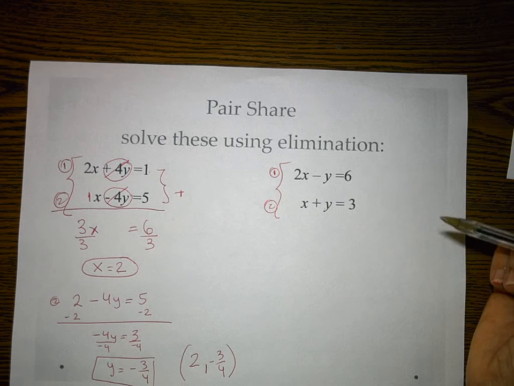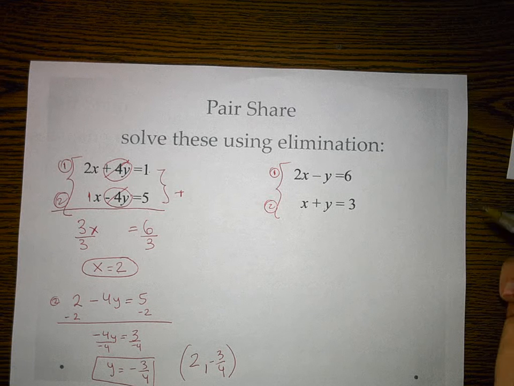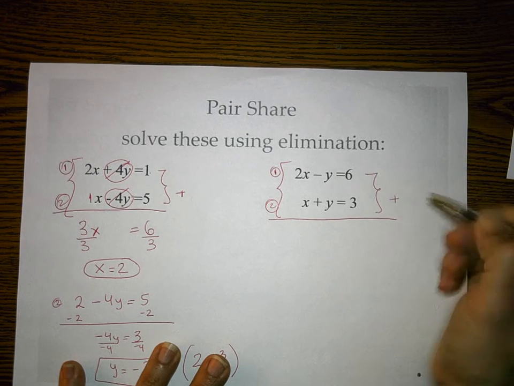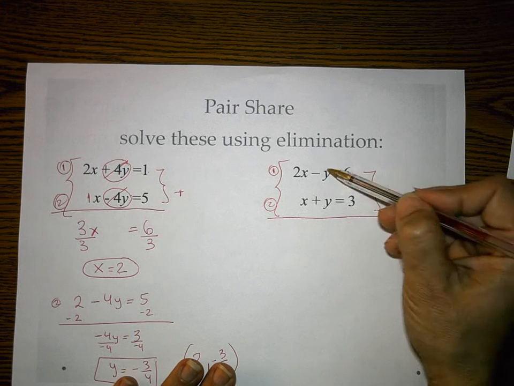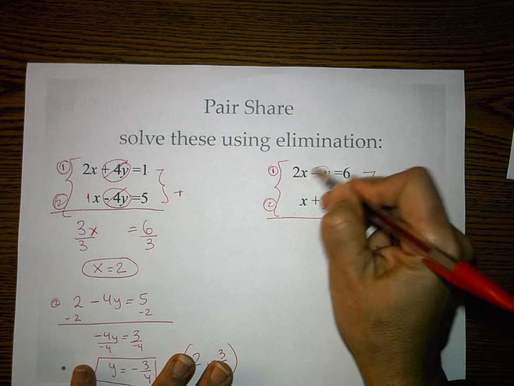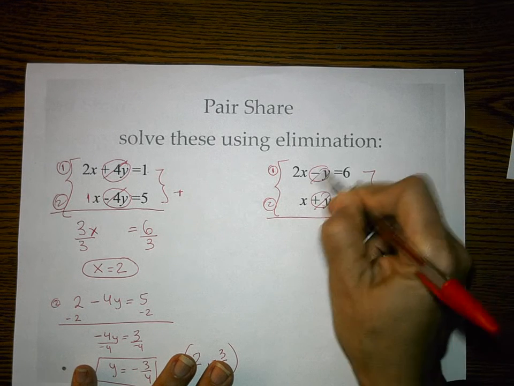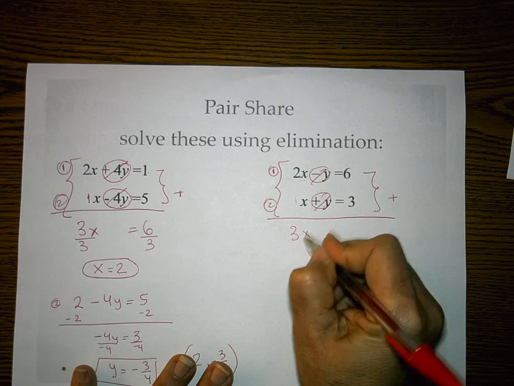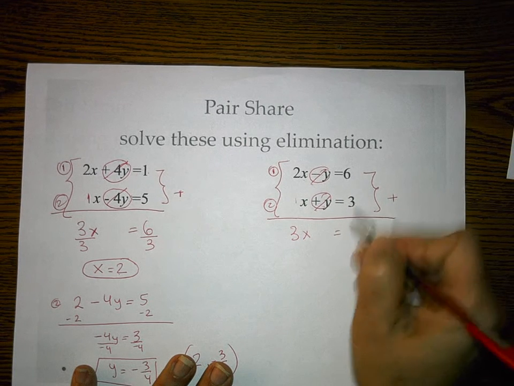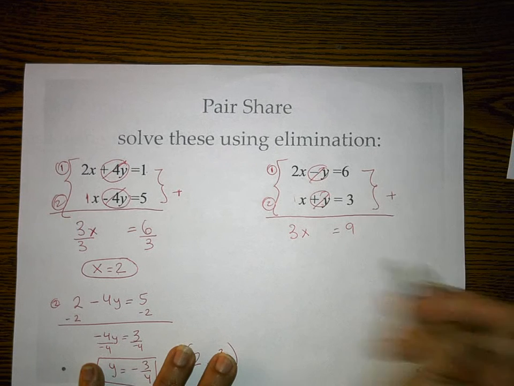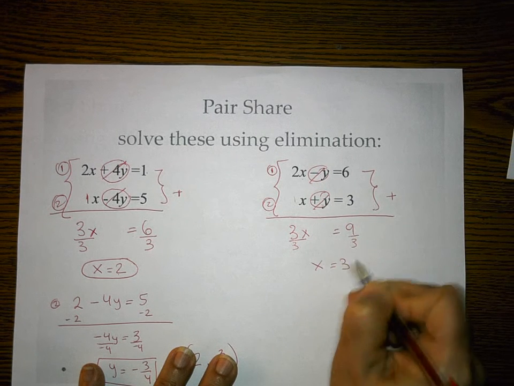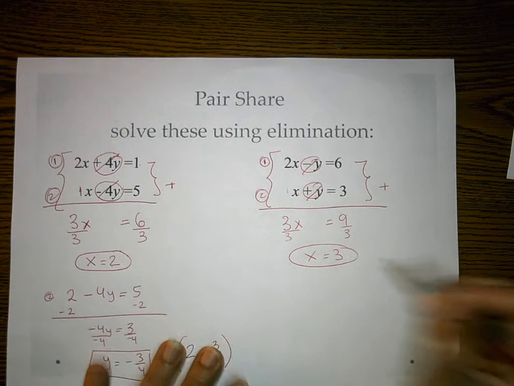So go ahead and solve it. Pause the video, solve it, see if you get the same answer as me. Okay? When I add these 2 equations together, because I already see that they are in standard form, and I already have opposite variables, that means I can cancel these 2 y's right here. They add up to 0. 2x plus 1x is 3x. But 6 plus 3 equals 9. Now solve, divide by 3 on both sides. We get that x equals 3.